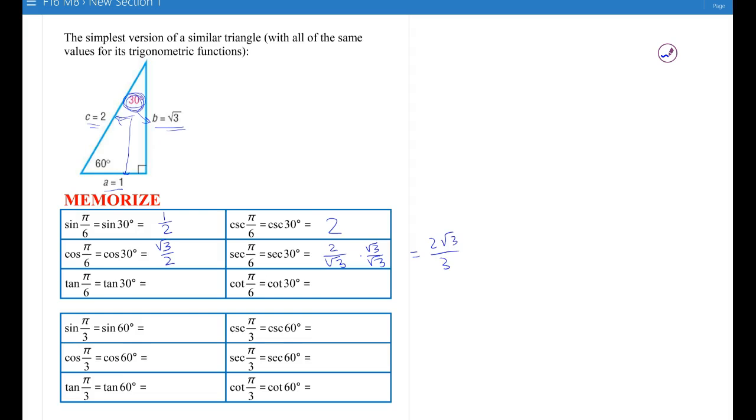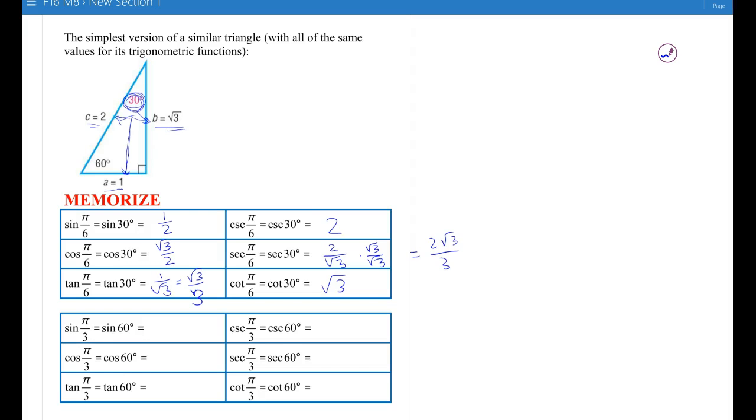Then the tangent of pi over 6 is opposite over adjacent. So 1 over root 3, or if you rationalize the denominator, root 3 over 3. And then the cotangent is the reciprocal, root 3.